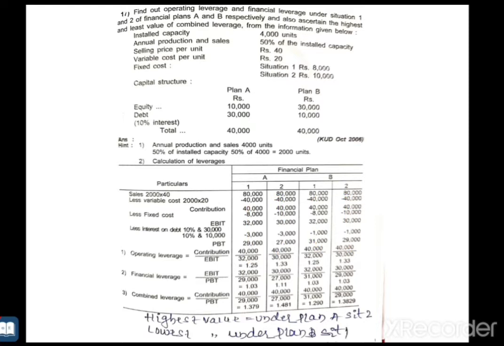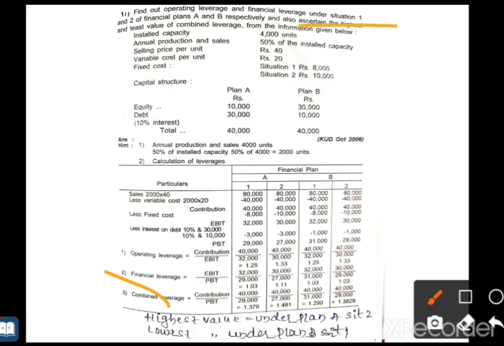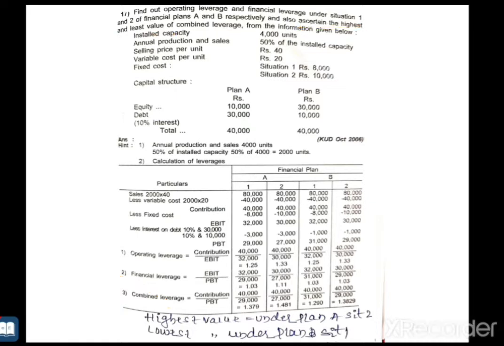I am going at a moving speed because it is to simplify the formula. Once we find the hidden information, then we can easily calculate that. So for that only I am not giving detailed information, because you have to do that. Next, combined leverage, in plan A situations 1 and 2, and in plan B again 1 and 2, we have to calculate. After calculating, the most important part is to suggest and also ascertain the highest and lowest under the combined leverage.